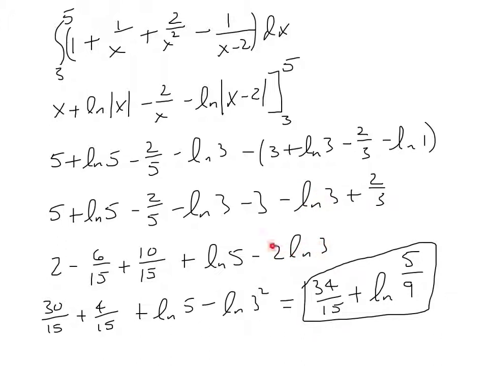Then the thing that we remember is that when we have this log form and we have a coefficient out front, we can put it up in the exponent. So we've got 2 plus 4/15. I'll turn 2 into 30/15, and that'll give us 34/15. And then we remember that when we have a log minus a log, we can turn it into a log of a quotient. 3 squared is 9. So what we have here then is 34/15 plus the natural log of 5/9.